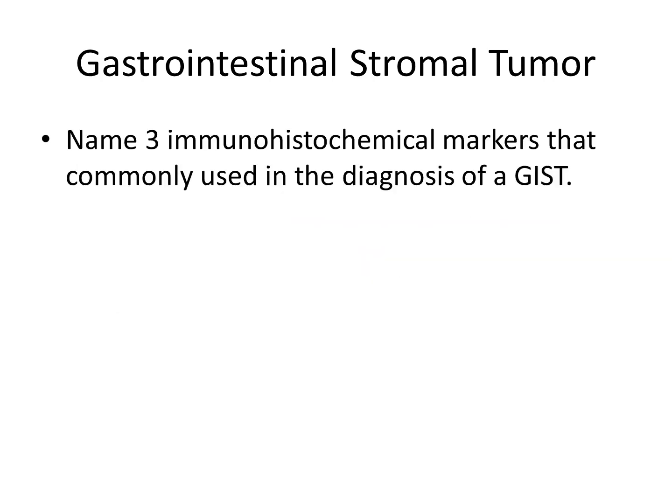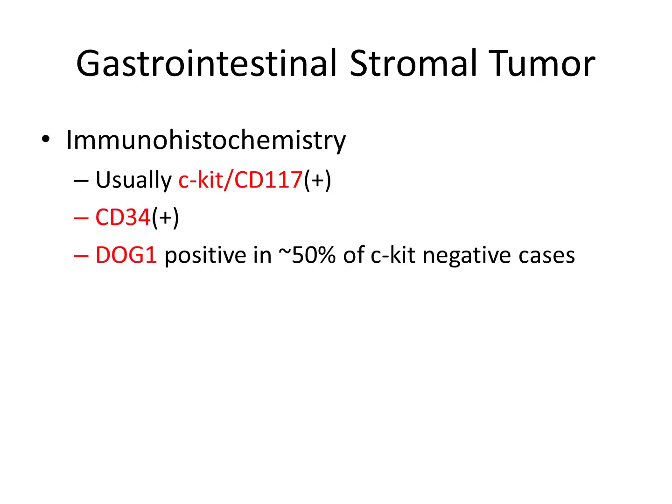Name 3 immunohistochemical markers that are commonly used in the diagnosis of a GIST. The answer is c-KIT, CD34, and DOG1. Note that DOG1 is positive in around 50% of c-KIT negative cases.